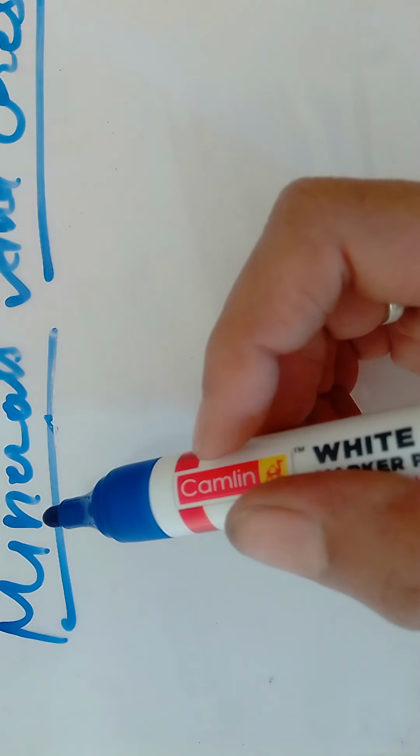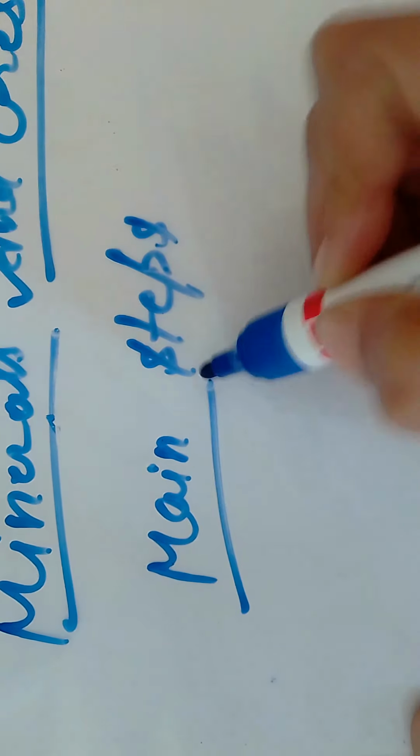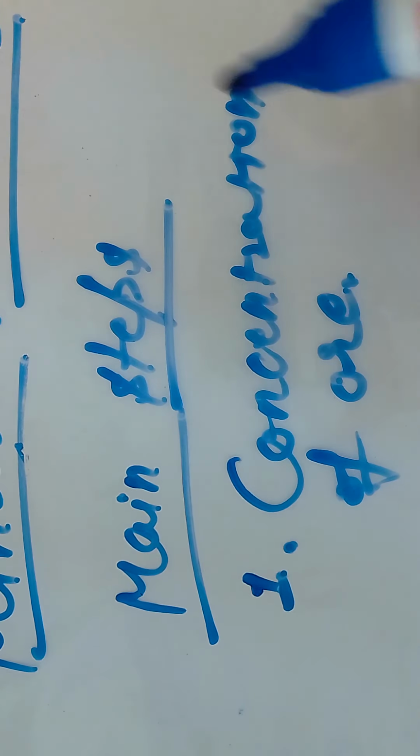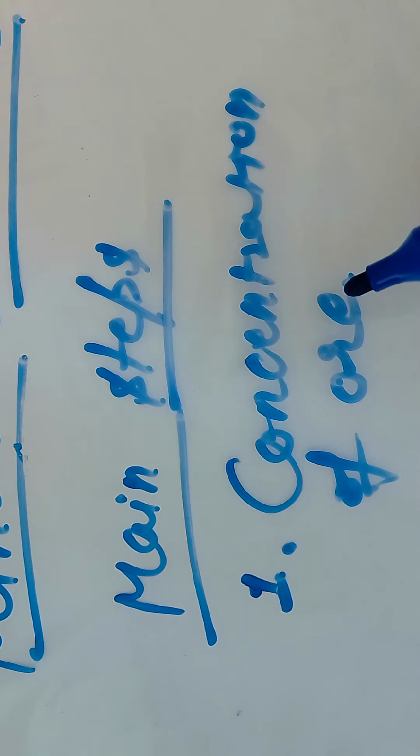Now, many steps are followed to obtain metal in its pure state, but the main steps involved in the extraction of metals are: first, the concentration of ore. What does it mean? Ore is present naturally in nature, so it will not be in the pure form. It will have many other impurities. So the first thing is to remove various impurities from the ore.